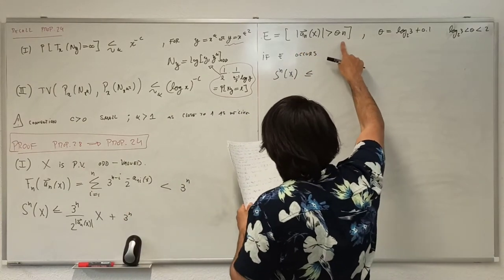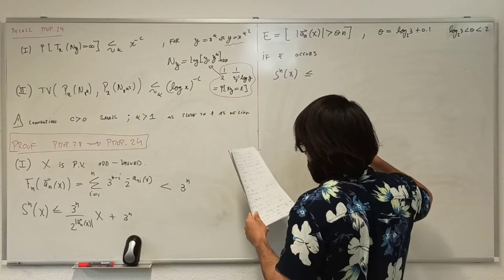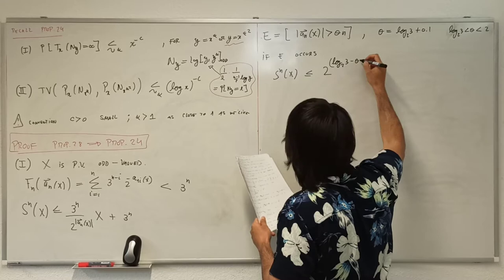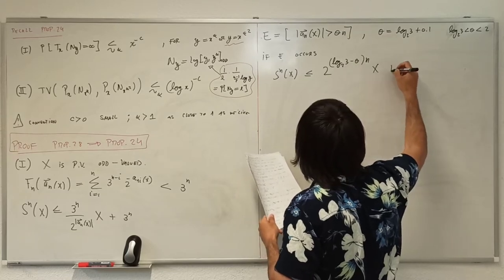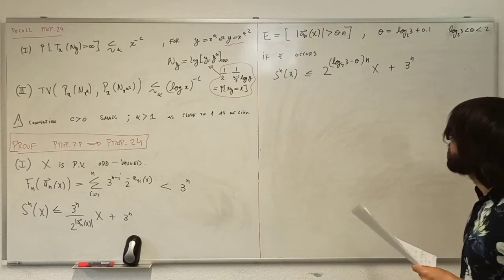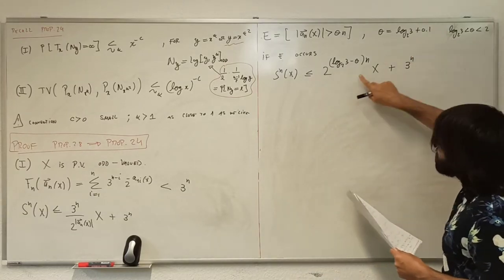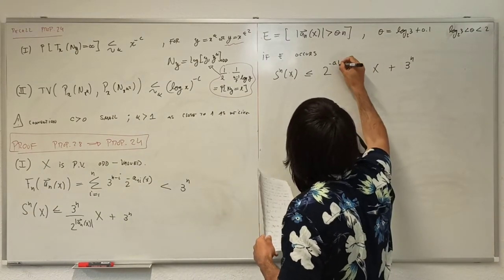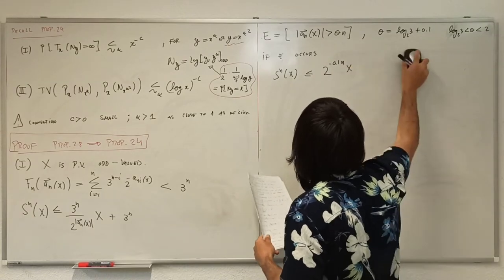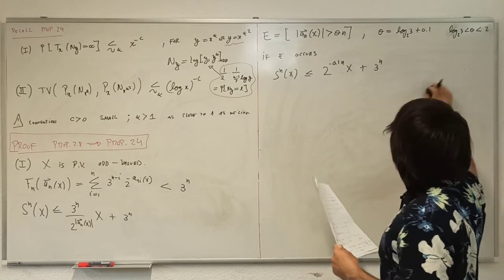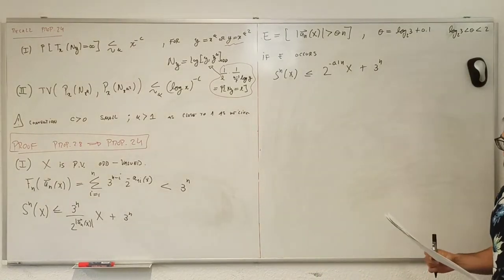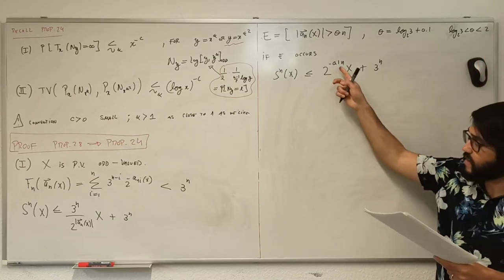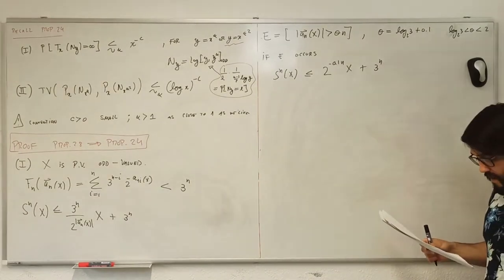So if this is happening, then you just write this thing in terms of powers of 2, so you get 2^(minus theta times n) times x plus 3^n. And this guy here, by the choice, is just 2^(minus 0.1 n) times x plus 3^n. Theta could be anything, but now you see why this theta has to be something like this. So you get something negative here. Okay, that is fine.